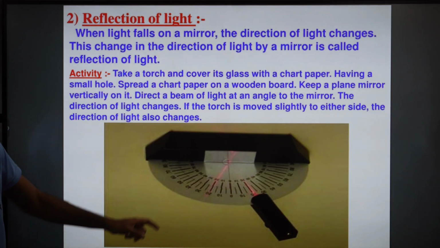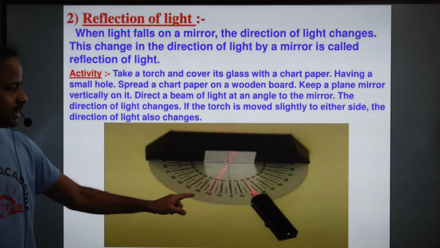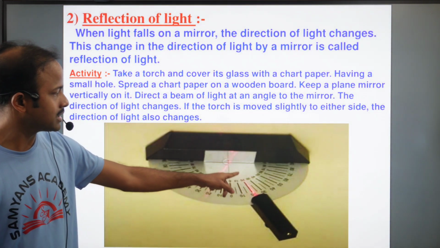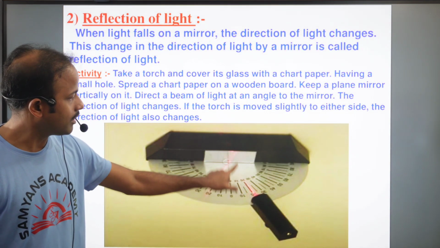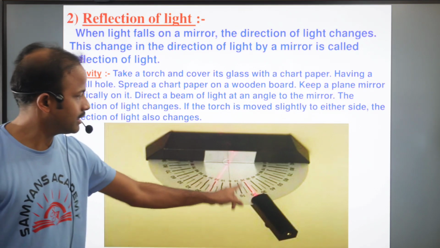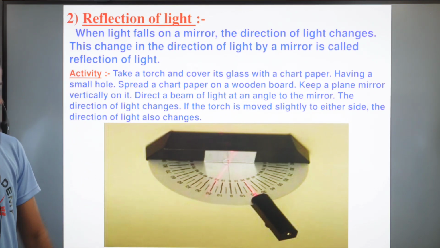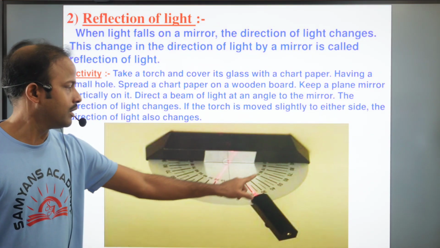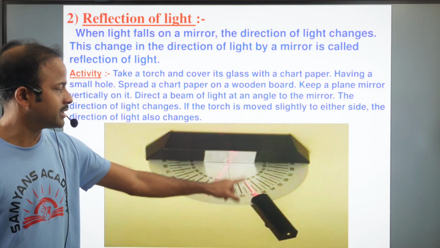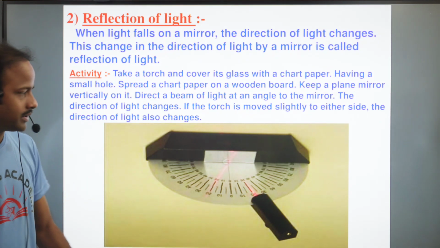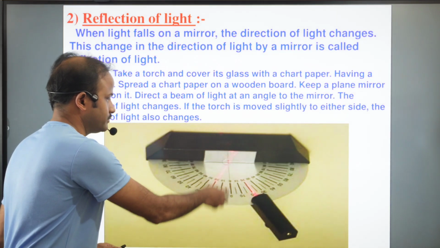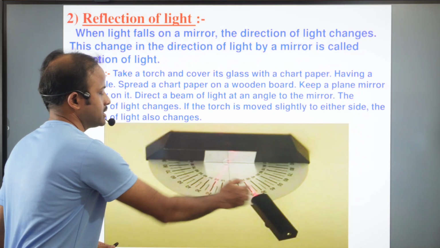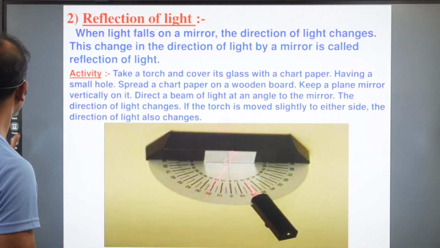Let us see this activity. In it we light a torch. The light of the torch is incident on this mirror at an angle of 20 degrees. This is a protractor, we have taken a protractor. The light falls on this mirror at a 20 degrees angle, which it makes with this line. This is the 0 degrees line, right? So how much angle is there here?